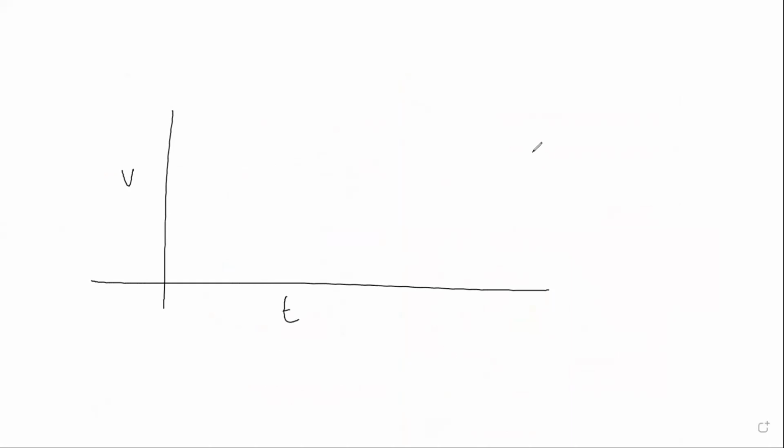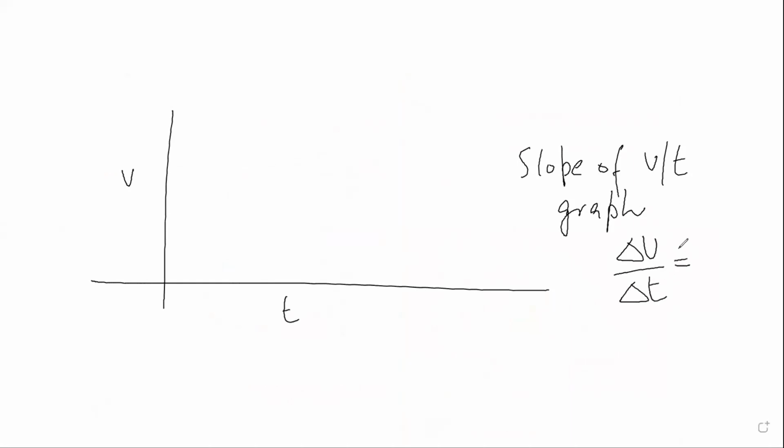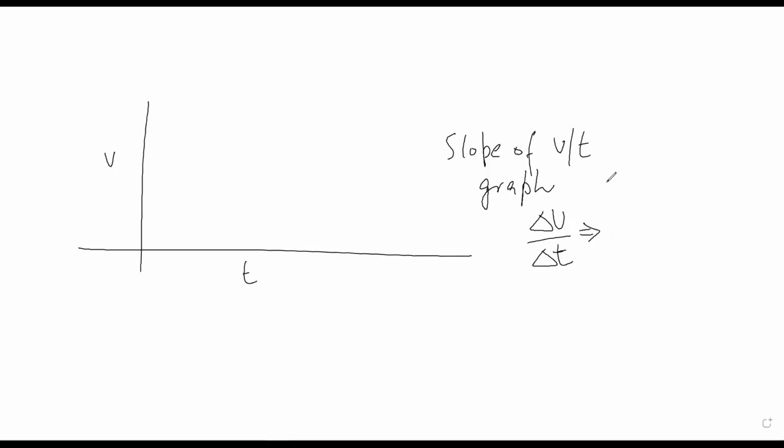The first thing is the slope of a velocity time graph. Can you tell me what is the slope of a velocity time graph? Delta v upon delta t. What is it equal to? It is equal to acceleration. Any doubt? No, sir.